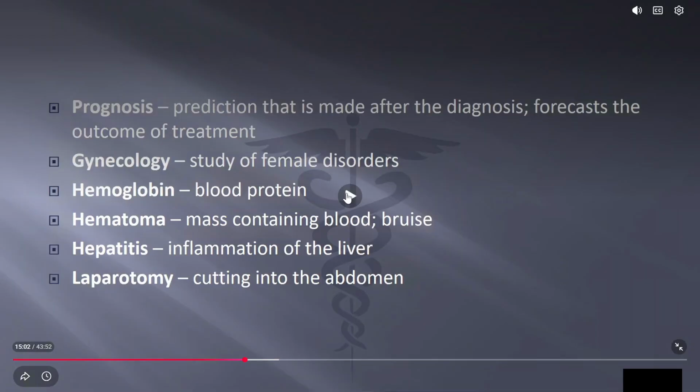And then we have figure 1.7 on the top of page number 11. And you can see a picture of a hematoma from broken ribs.